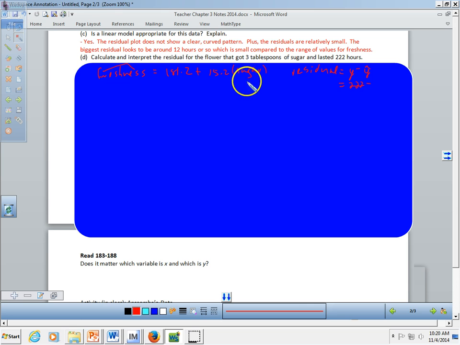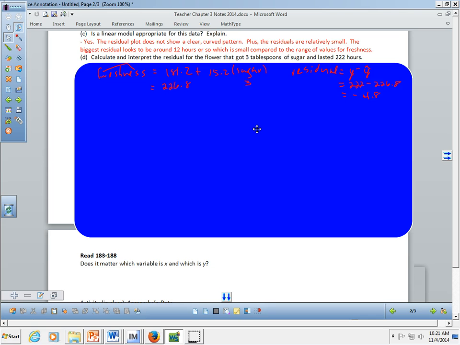No problem. So we plug in 3 tablespoons in here. Do the calculation. Do your button pushing. And if you're doing that now, then I'll talk slowly so that you can try to get there. But you should come up with about 226.8. Okay? That's your predicted. Your actual amount of hours of freshness was 222. So we're going to subtract those and get a residual of negative 4.8. Okay?